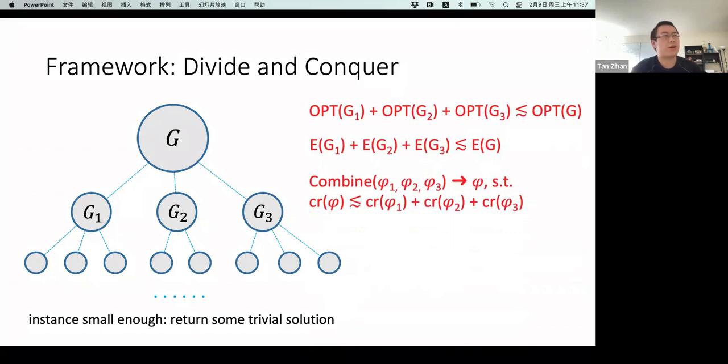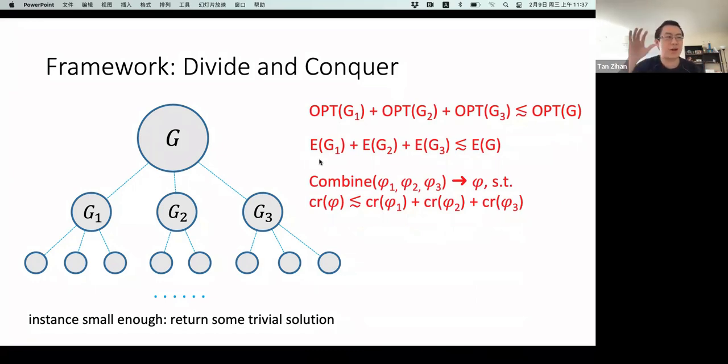And three things need to be guaranteed in order for this divide and conquer framework to work out. So first, when we divide a graph G into three sub-instances, G1, G2, and G3, the summation of the optimal number of crossings in all these sub-instances has to be bounded by the OPT of G. So it is not strictly less than, but bounded by OPT times some factor. Okay, so I'm ignoring that.